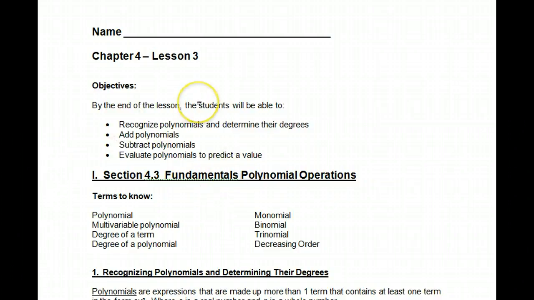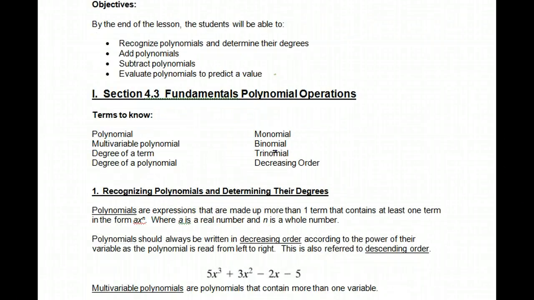In this lesson we are going to recognize polynomials and determine their degrees. We're going to learn how to add and subtract polynomials and also learn how to evaluate and predict a value. There are a lot of new terms for this section, so please review this list and make sure that by the end of the lesson you are familiar with each one of those terms.